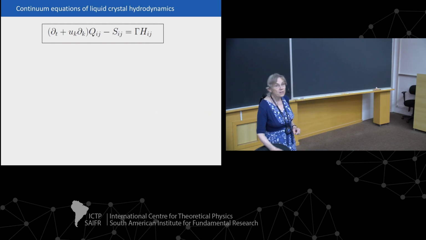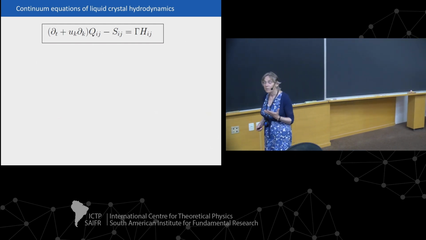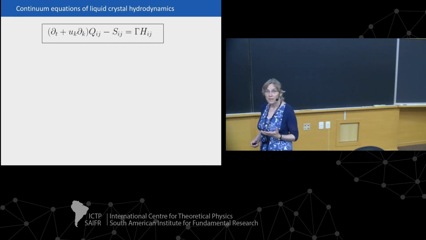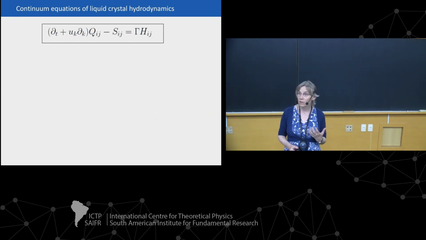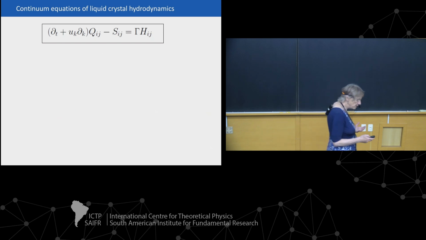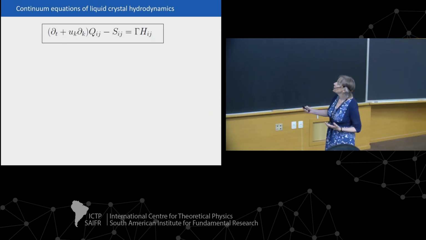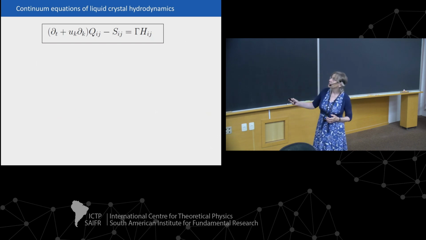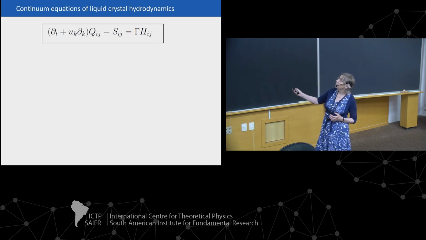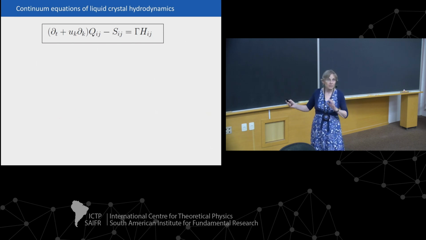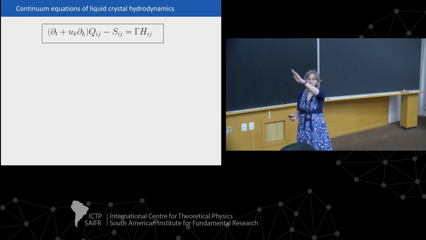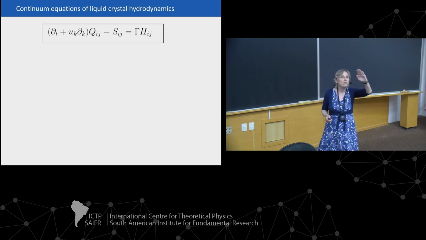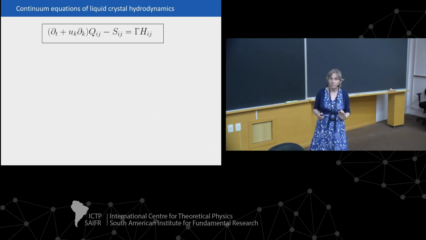And the extra thing you need, because this is a complex fluid, is an equation for the order parameter, this tensor order parameter Q. So how does Q behave? Well, first of all, this is the normal advective term, very like you see in the Navier-Stokes equation. Q is advected by the flow field. So if I have a liquid crystal molecule and a flow, obviously it's going to move with the flow.